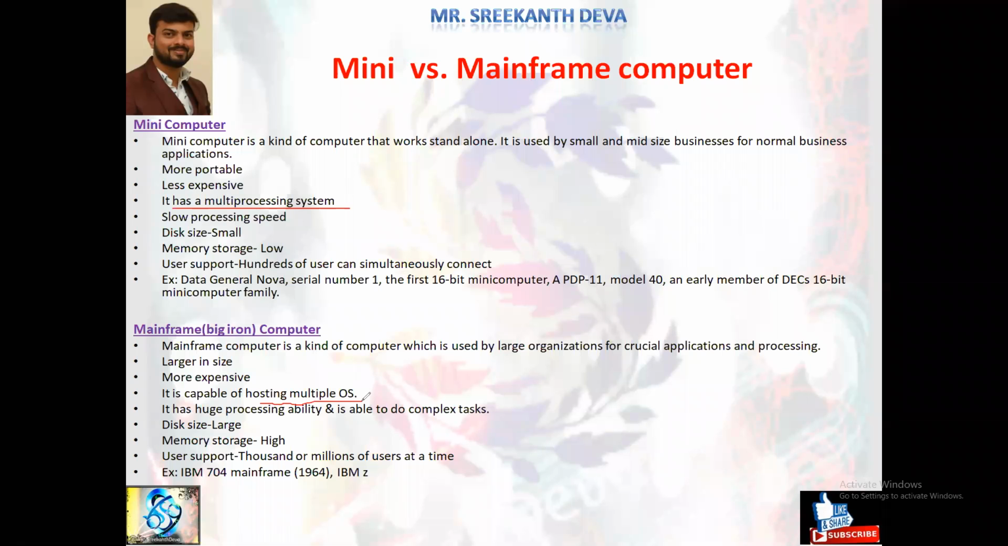Mini computers have slow processing speed, but mainframes have huge processing ability and are able to do complex tasks. The mini computer disk size is small, but a mainframe can store a huge volume of data, with a larger disk size. Mini computers have somewhat low memory storage compared to mainframe computers, but in mainframe computers we can store a huge volume of data, with huge memory storage.